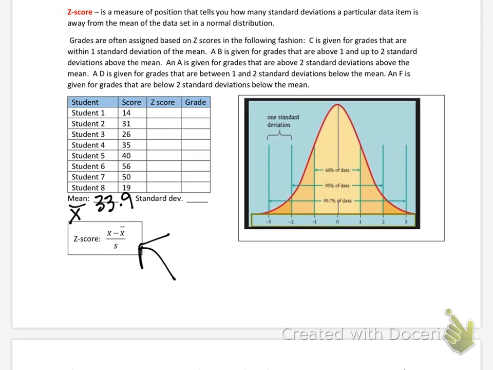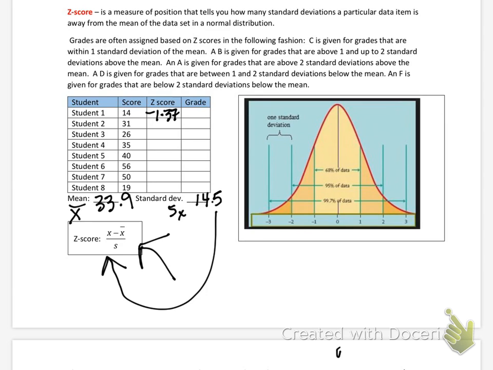If you put this data in your graphing calculator, in your L1, and ran it, you'd be able to read the x bar and the standard deviation, which is going to be the capital S of x. Okay, that standard deviation would be 14.5. Given that, I can now calculate my z-score. So if my score was 14, to get the z-score, I would say 14 minus 33.9 divided by 14.5, and my z-score would be negative 1.37.